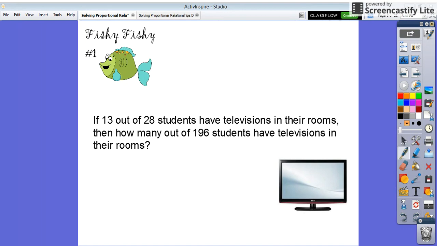So if 13 out of 28 students have televisions in their room, then how many of the 196 students have televisions in the room? So this is saying for every 28, there are 13 that have televisions. So the real question is, if I have 196 students, how many of those have televisions? We just have to figure that out.